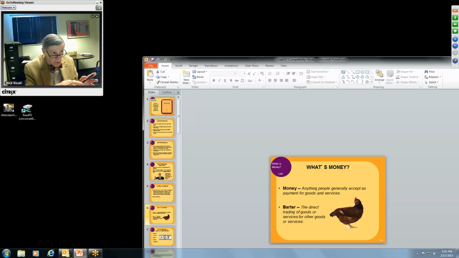That is the direct trade, or the direct exchange, if you will, of goods and services for other goods and services, and they do not have to be of equal value. Normally, they're considered to be of equal value, but they don't have to be of equal value.